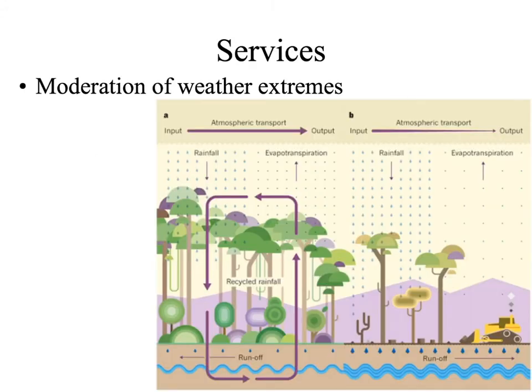We also see that healthy ecosystems can help moderate weather extremes. A good example of this is a healthy forest. In a healthy forest, trees will help participate in the water cycle. Much of the water moves from the ground through the trees and evaporates from the trees into the atmosphere. When that water evaporates, it'll eventually condense and fall back as rain.